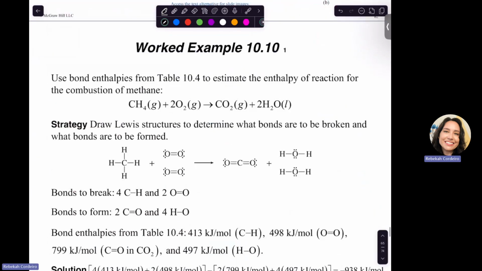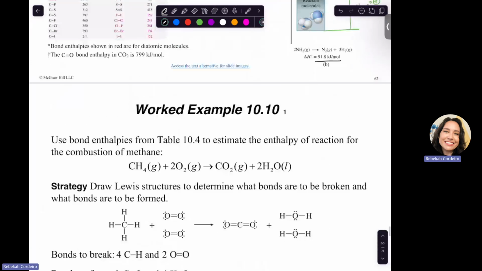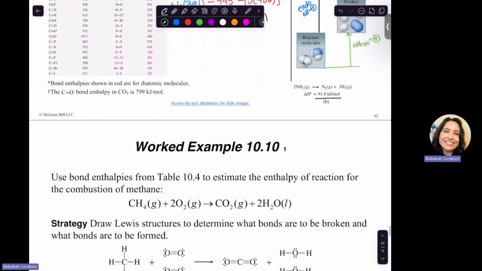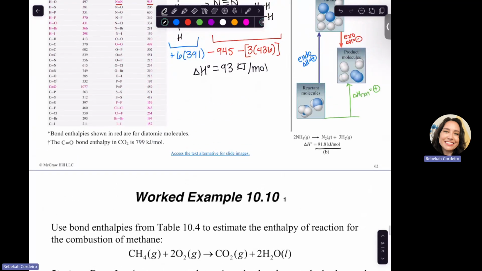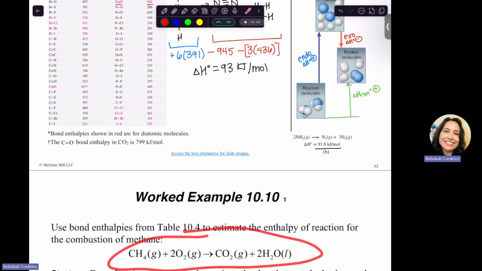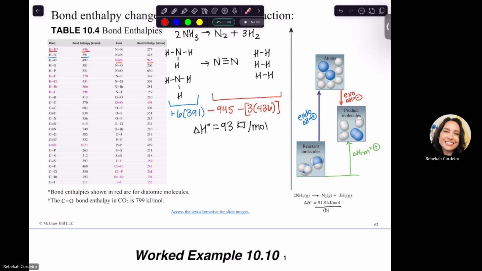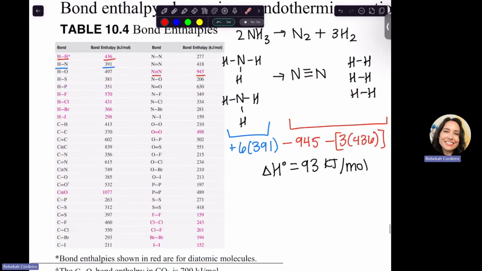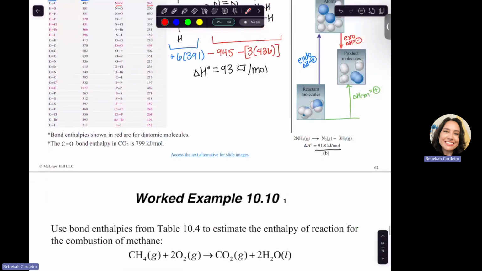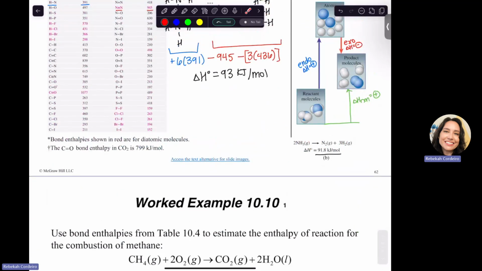All right, I want you to try this one. I'm going to show you just here. I want you to try drawing the Lewis structures for this one at the very bottom down here. Try drawing the Lewis structures and use this table here to help you out. I'll zoom in on the table so you can take a screenshot if you want to. All right, pause the video and try to work that out.